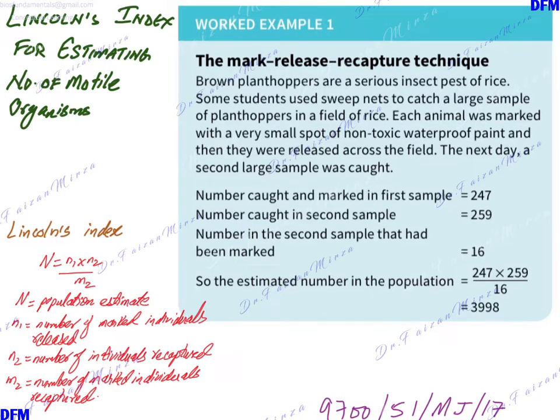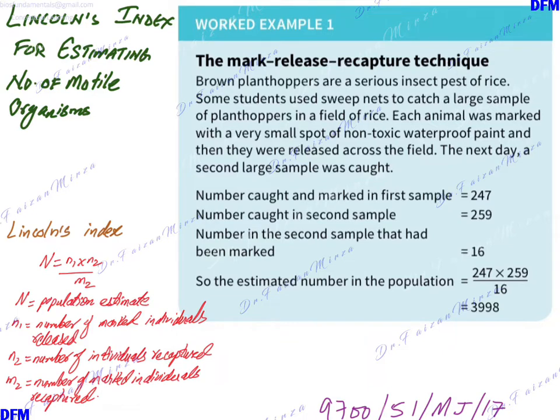The time should be long enough for them to mix with the population, but not long enough for migration in and out or predation to occur, because they can affect our total estimate. And the time should not be way too short either, or they don't get a chance to mix with their actual population. On day two, among the 259, I check which plant hoppers have the spot that I marked them with yesterday. Let's suppose out of those 259, 16 had the mark which I had given them the previous day.